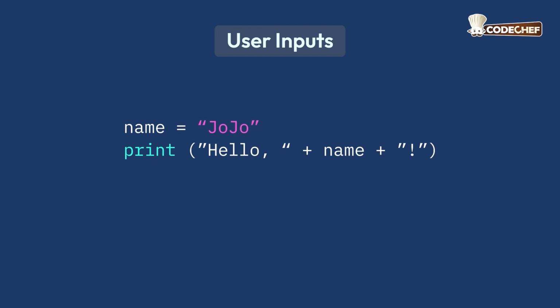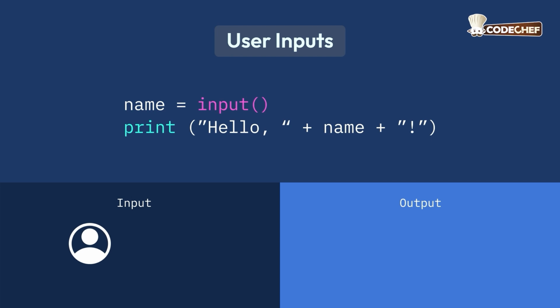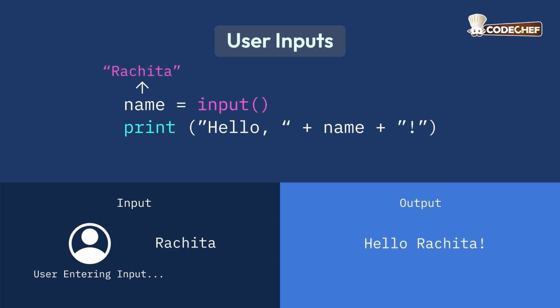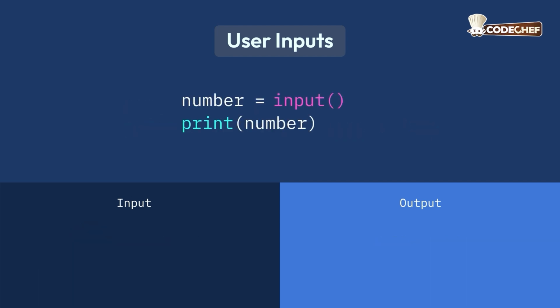To take some input from a user in Python, we use the function input. Okay, when this program runs, it pauses when it encounters the input function and waits for you to enter a value. Let's say Jojo. Now this will be read by the input function and the value Jojo is stored inside the variable name. Every time we run the code, the output will depend on what the user enters as the value for name.